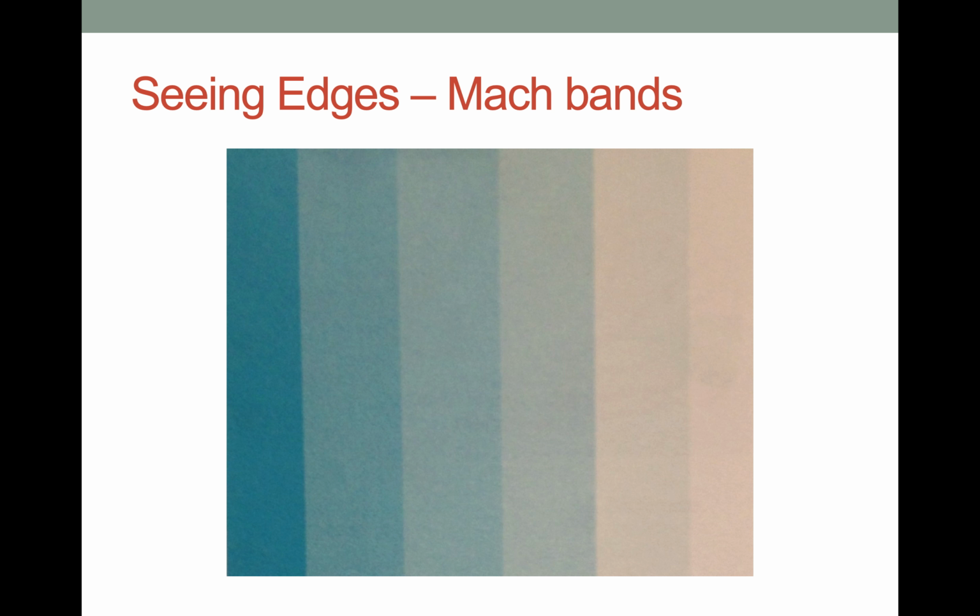Now this is because the next band to the left is darker, and we go through a process of edge enhancement. So in the Mach bands illusion, the enhanced edges are illusory. So actually, even though, for instance, this side of the band appears lighter than this side, it's actually uniform across.